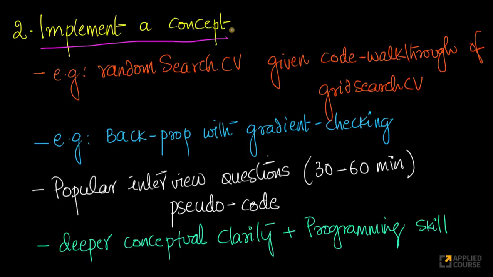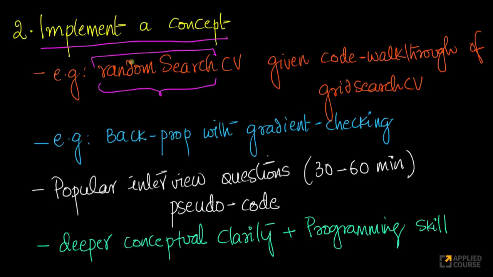Let me give you an example. In one of our assignments, we ask you to implement the cross-validation technique where you do a random search to find the optimal hyperparameters. It's all in scikit-learn, it's called random search cross-validation. We ask you to implement it.